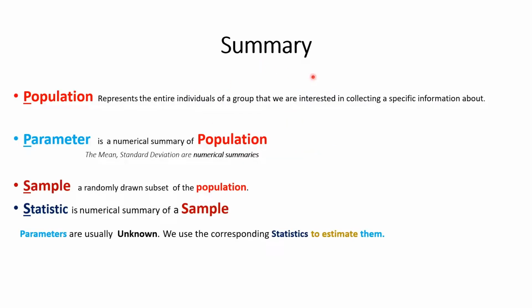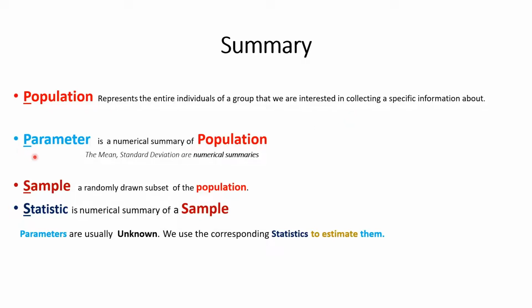So, a summary. Population represents the entire group of individuals that we are interested in collecting specific information about. In our example, since we were interested in the GPA of the 82 students, the population was the GPA of the 82 students, which represents the group of the 82 students of our class.